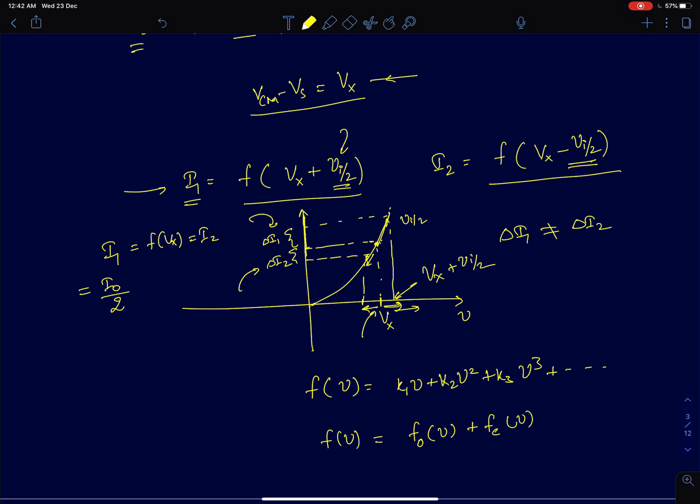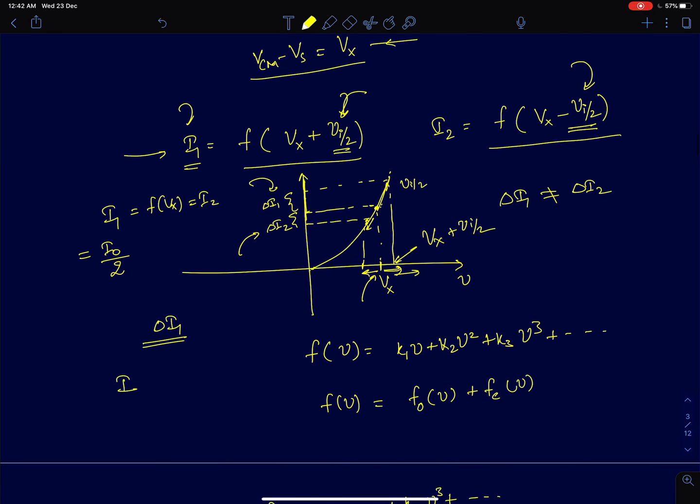Now, because it's a nonlinear characteristic, delta I1 will not be equal to delta I2. Meaning, if I apply a positive voltage Vi by 2, the current in the device, I1, is increasing by delta I1. And similarly, the current I2 is decreasing, because the voltage at the gate terminal, or the control terminal, is negative. So the current is decreasing by delta I2. So I can write it as I0 by 2 plus delta I1 and I0 by 2 minus delta I2. Because the other current I1 is increasing and I2 here is decreasing.